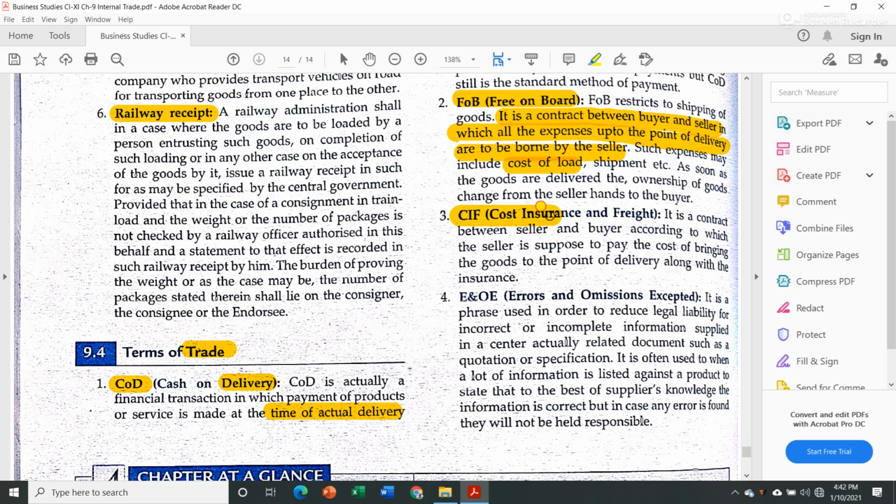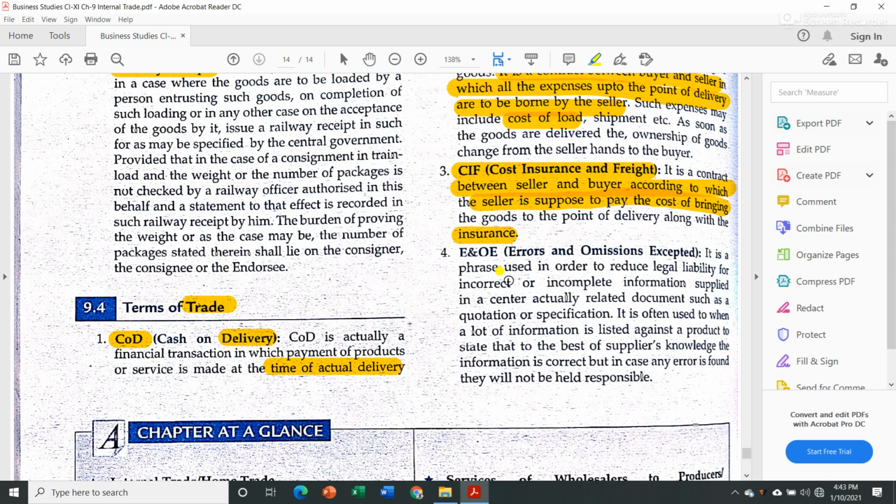Then the third one is cost, insurance and freight. Again it is a contract between seller and buyer, according to which the seller is supposed to pay the cost of bringing the goods to the point of delivery along with the insurance. In free on board all the expenses were borne by the seller. In cost, insurance and freight also all the expenses are borne by the seller, but in this case there is insurance as well. If the goods get spoiled or damaged in transit, then some extra compensatory money will be given to the buyer by the seller.